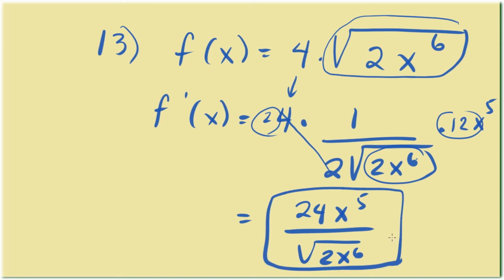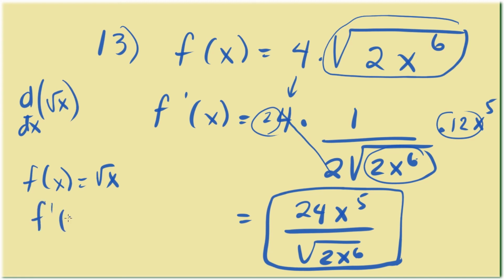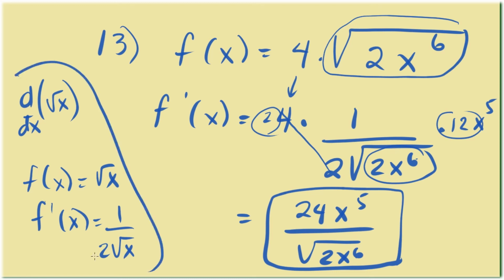Okay, so I hope you memorize the derivative of square root of x. I can just say, what is d by dx of square root of x? It's just going to be 1 over 2 square root of x. Okay, so that will save your time whenever you see this type of problem in your calculus class.